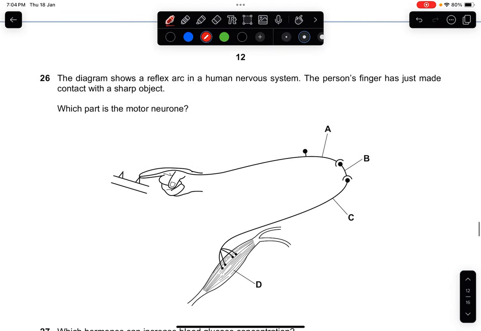Okay, the diagram shows a reflex arc in the human nervous system. The person's finger has just made contact with a sharp object. Which part is the motor neuron? When you touch this part, it will of course signal to this, then B, then to C. The motor neuron is always close to the muscles, so the answer would be C. The sensory neuron is here, close to the central nervous system, and this is definitely the motor neuron, because the key thing to remember is that it's going to move. So the answer will be C.